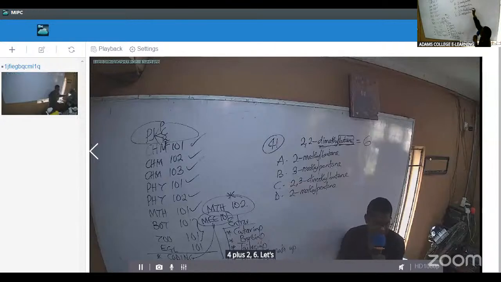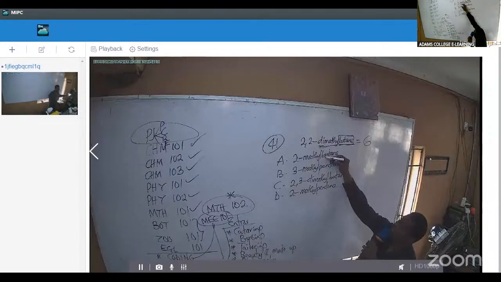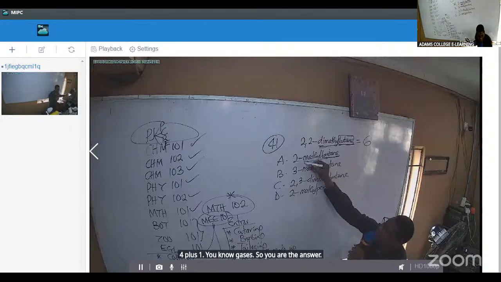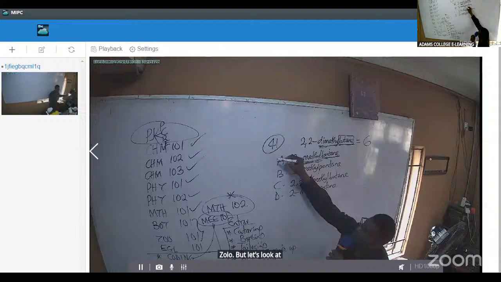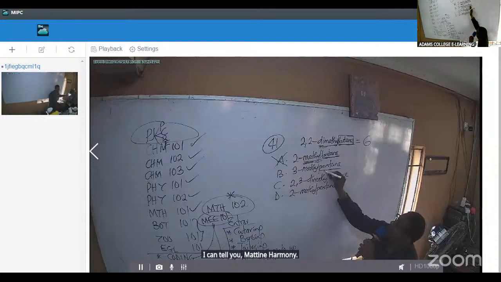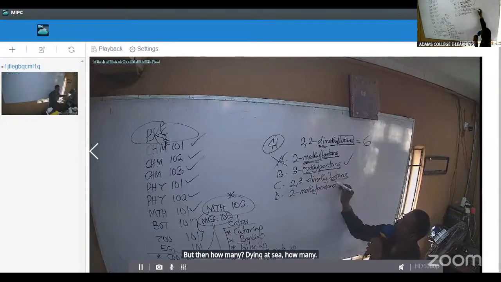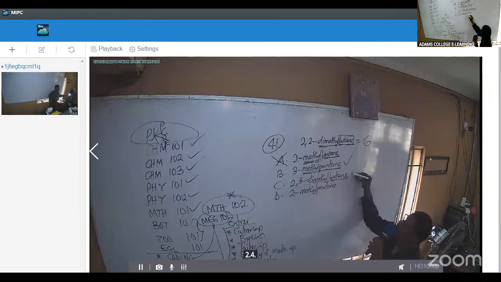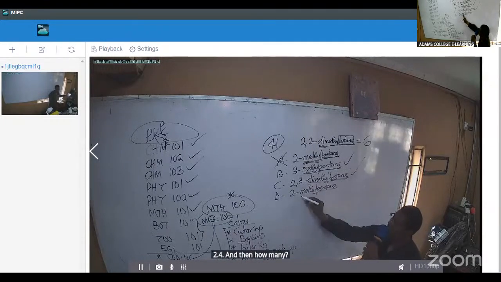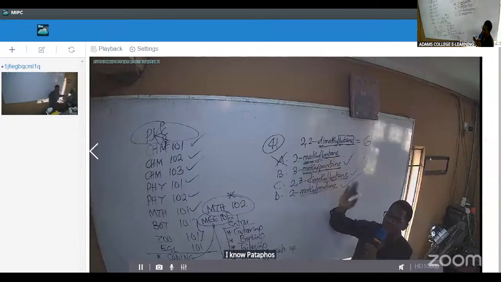Let's go now. Follow me on. Class, butane, how many? Methyl, how many? 4 plus 1. You no get 6, so you are the answer. That's all. But let's look at that one. Pentane, how many? I can't hear you. Methyl, how many? 1. 5 plus 1, 6. Butane, how many? Dimethyl, how many? 2 plus 4. Pentane, how many? Methyl, how many? 1 plus 5. Now only you get 5 carbon. You are not part of us. So the answer is A.